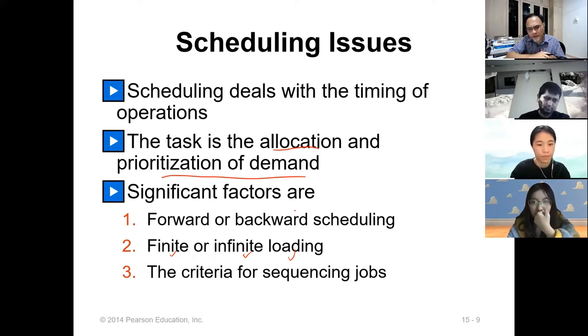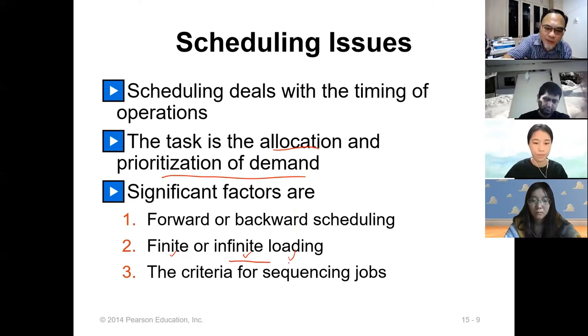limited amount of resources. If you remember when we did MRP, the assumption was infinite loading actually. MRP, infinite loading, because you didn't think about the machines. You only say make 100 or 500 for that week, okay? You don't consider the limitation of the facilities or the machine, okay?